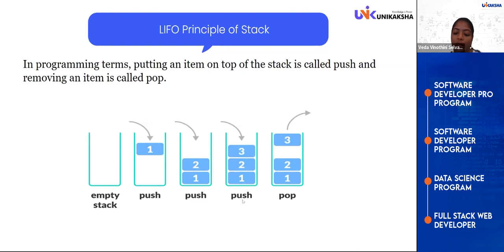After 3 pushes, there are 3 values inside this stack. Now you want to delete one value. The only way to delete from this stack is from the top. That means the last in value, 3, is going to be the first out. This concept is called the LIFO principle.